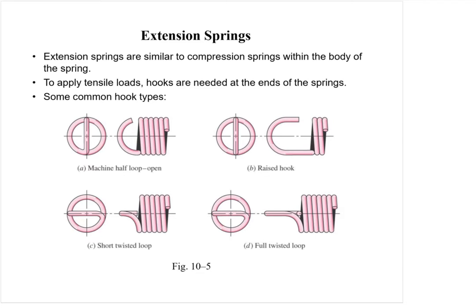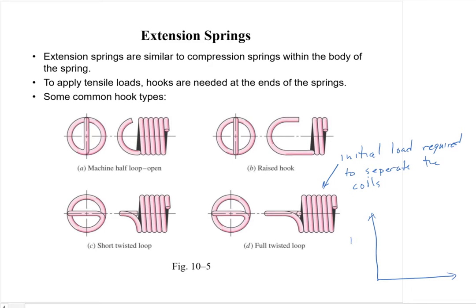One of the important things about extension springs like this, here we have some common hook types. Aside from that, oftentimes there's an initial load required to separate the coils. So the force versus deflection curve will actually not start at 0. It'll have some initial force that's required to even get the coils to separate.